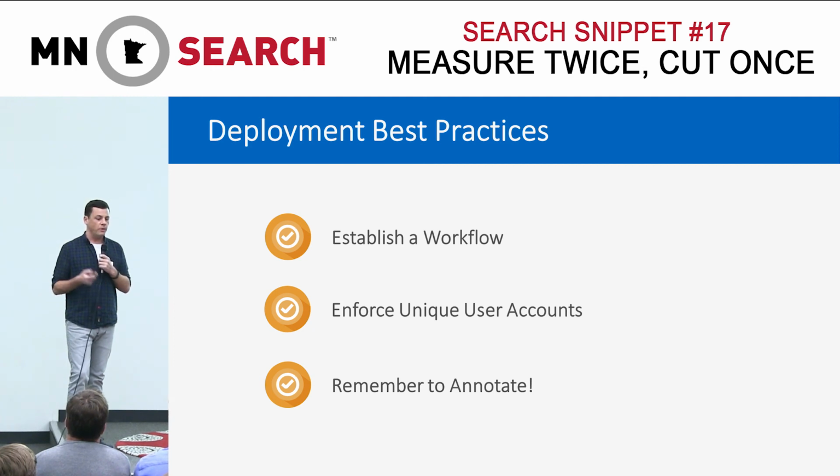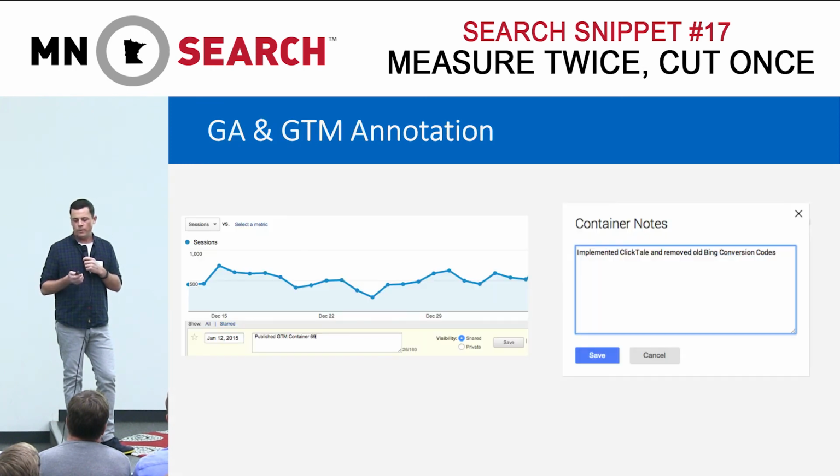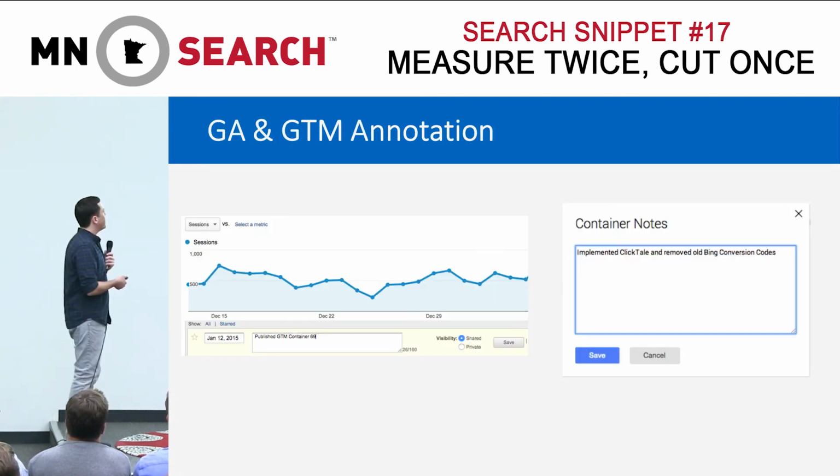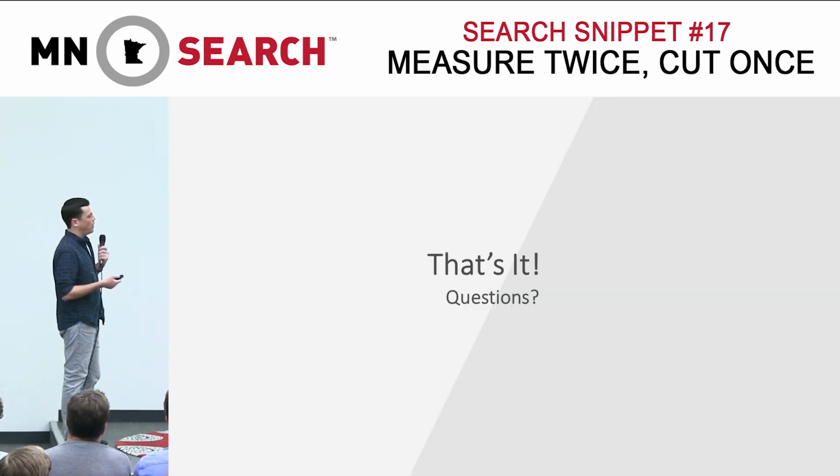It's especially important for those of us who work with agencies. A lot of us use a shared analytics or PPC account. And how frustrating is it when you see changes and you're like, who did that? Because you have no idea. No one leaves notes. No one annotates. It's annoying. So enforce unique user accounts. Remember to annotate. If you don't know what those screens look like, in analytics, it's right here. In GTM, it's right here. And it helps us all out.